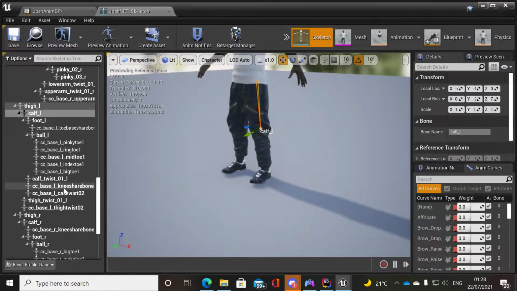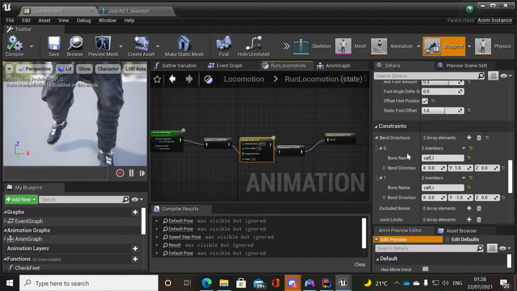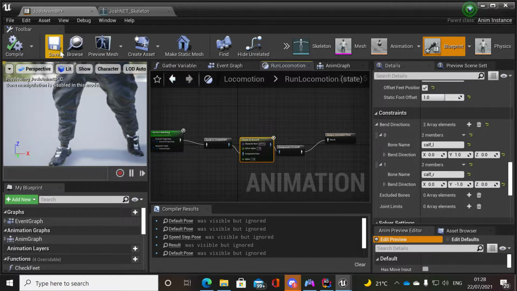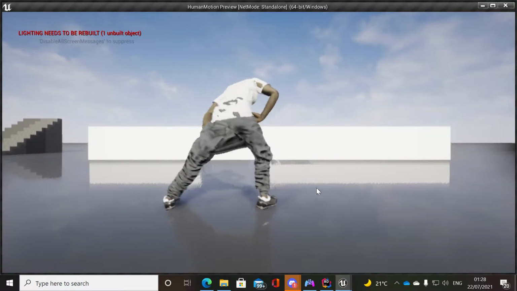Then if we go to the right calf, I presume it's reversed. Yeah, that's why it's minus one. So it can only bend negative, which is this way. That makes total sense. That is something to experiment with as well.